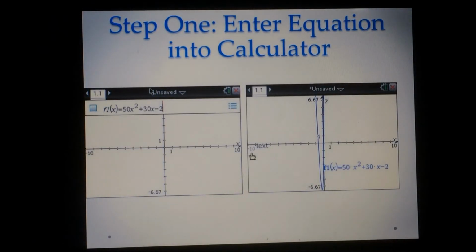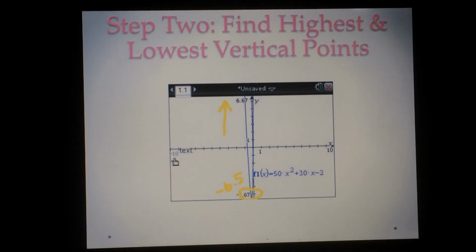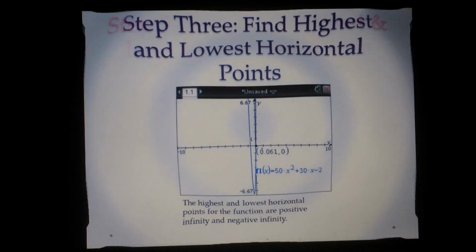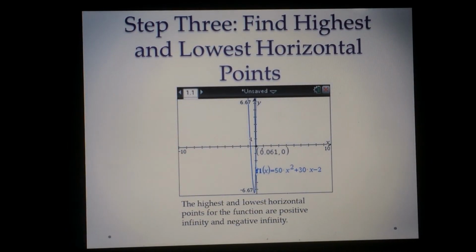Step 1. Enter equation into calculator. Step 2, find highest and lowest vertical points. The highest vertical point is positive infinity, and the lowest vertical point is negative 6.5. Step 3, find the highest and lowest horizontal point. The highest horizontal point is positive infinity, and the lowest horizontal point is negative infinity.